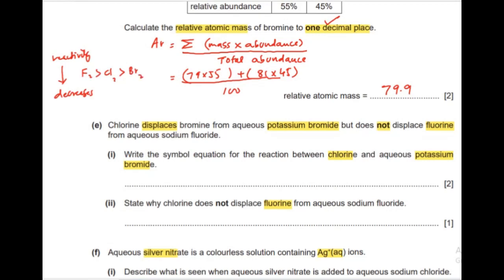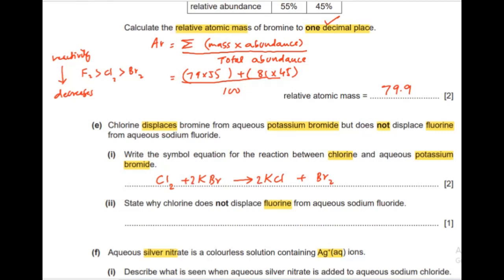Now here, write a symbol equation for the reaction between chlorine and aqueous potassium bromide. Chlorine is diatomic, then this is the aqueous potassium bromide. Chlorine is above bromine in the group, so chlorine is more reactive than bromine, and that's why it can displace bromine. If it displaces, we will get potassium chloride plus bromine. Then you have to balance the chemical equation. There are two chlorine atoms, so if you put two here, two potassium, two, and bromine is already balanced.